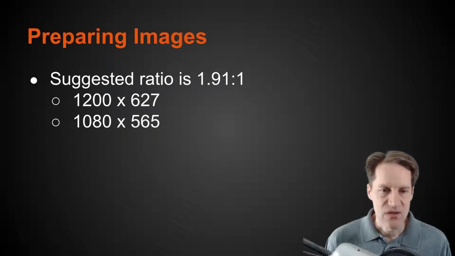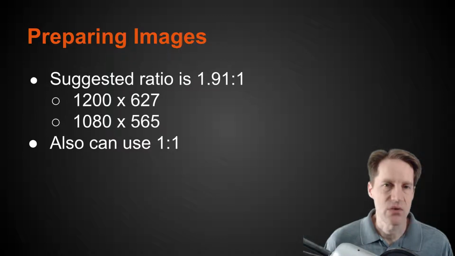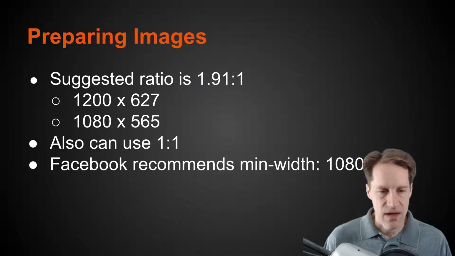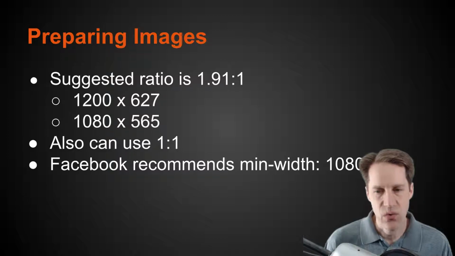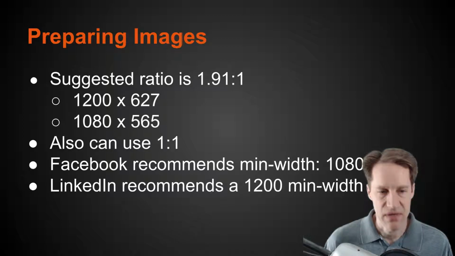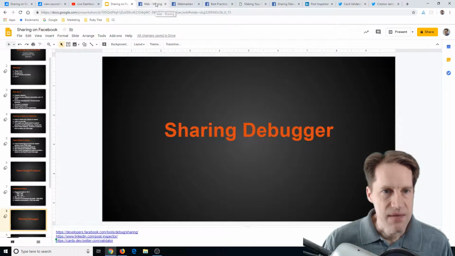Now, I've used a 2-to-1 ratio, and it still works just fine. But that is the suggested ratio that you can use. And you can also use 1-to-1, which will, of course, give you square images. Another recommendation Facebook makes is to use a minimum width of at least 1080 for really high resolution, but no lower than 600. Whereas LinkedIn recommends a 1200 minimum width. So that's just something to keep in mind there.